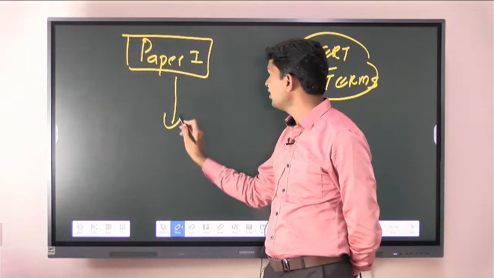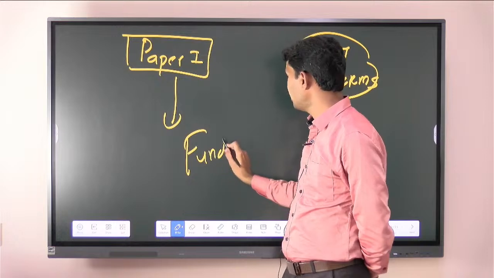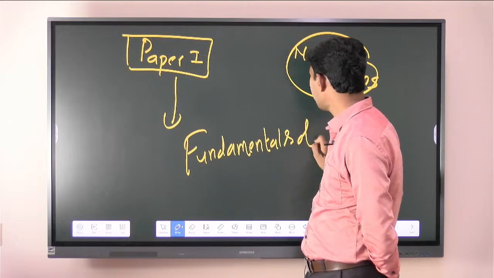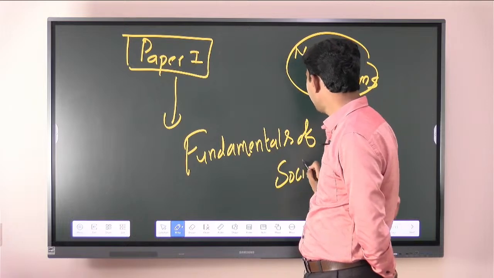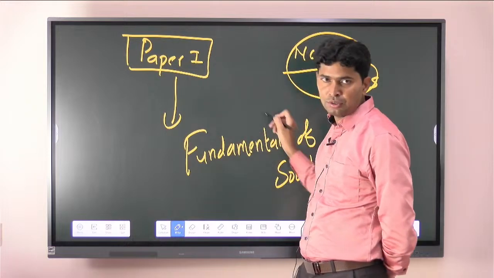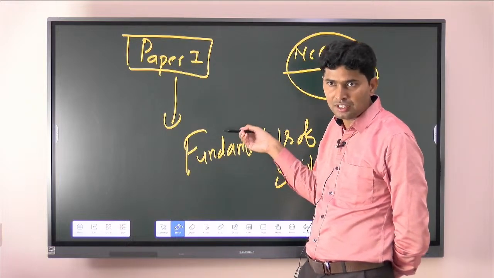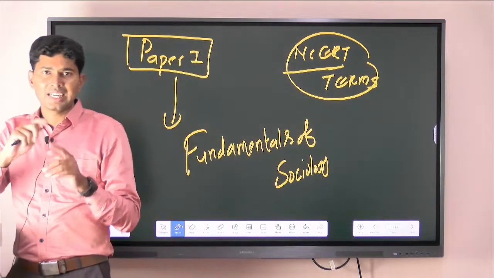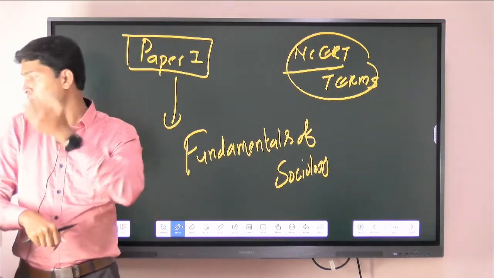The name itself says fundamentals of sociology, meaning we are going to start from the very basics. Our classes' first 5 to 6 hours we will allocate only to understanding all the terms related to paper 1 of sociology, meaning whatever terms are mentioned in the syllabus. In simple terms, like the glossary at the back of the NCERT, the terms related to society. So, first we are going to cover that.